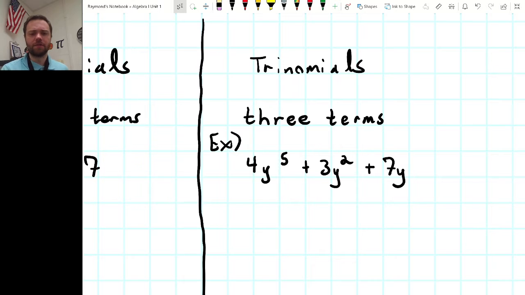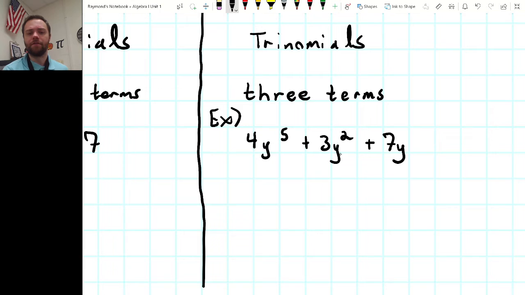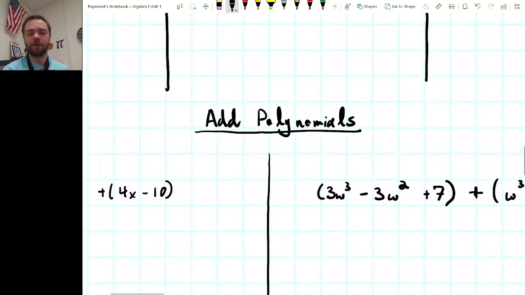Trinomial is three terms. So if you have three terms, like down here, 4y to the 5th plus 3y squared plus 7y, that is a trinomial. The most common trinomials that you'll probably see are going to be quadratics. So right there, x squared plus 5x plus 3, that is a trinomial, okay? So three terms.